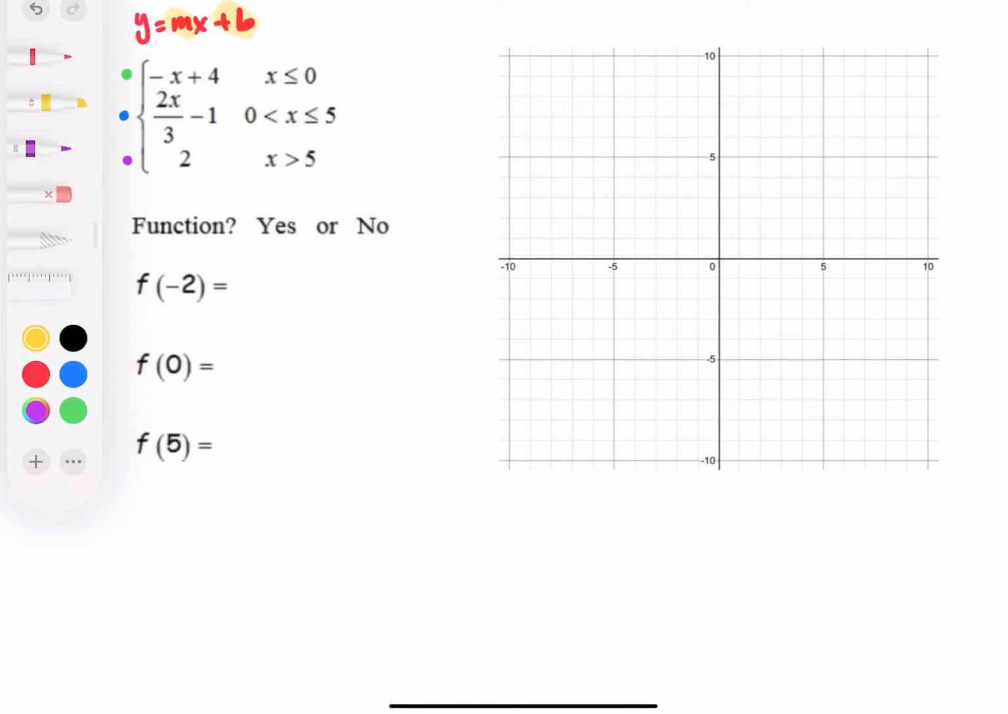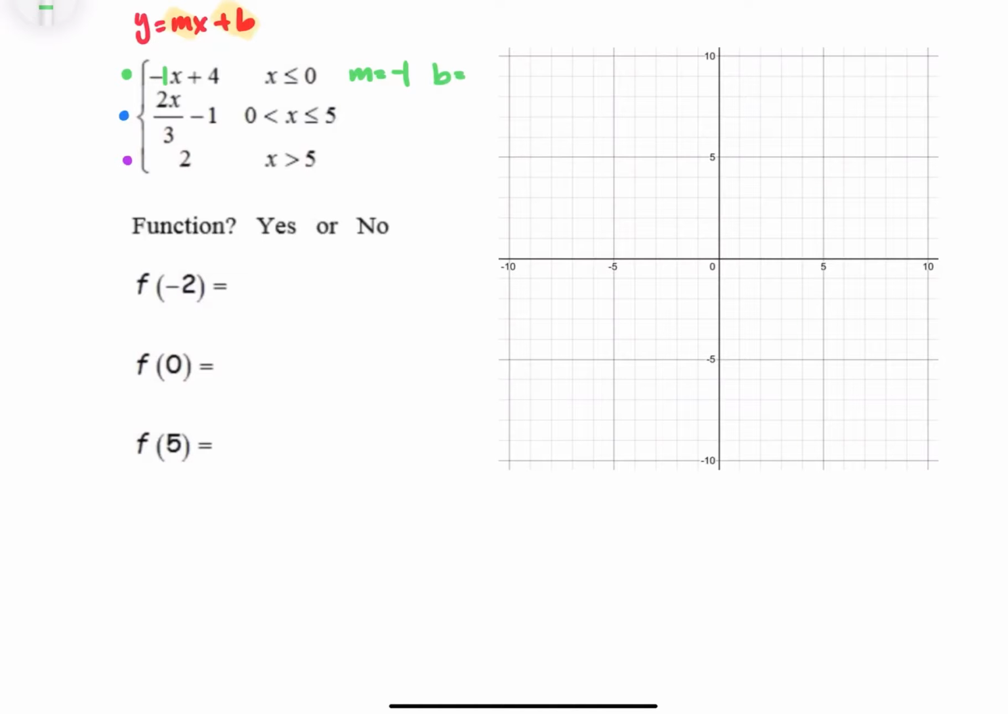So in that first one, we have y is equal to negative x plus 4. Well, that negative means -1, and that's our slope. So our slope is -1. Our b is our y-intercept, and that's 4. So that's this piece right over here.